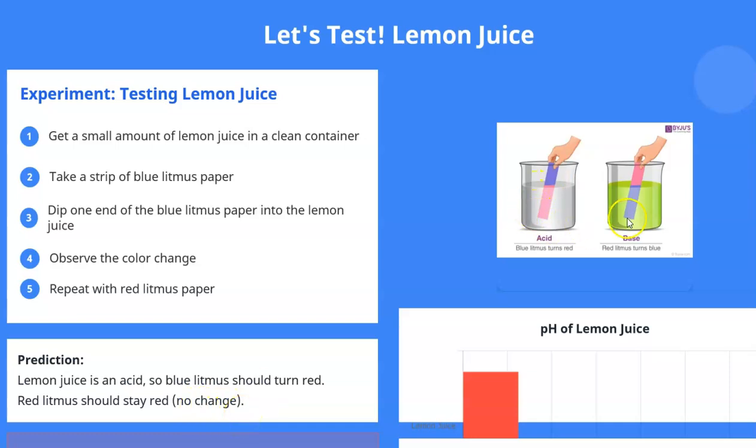So take a look at this image here. Again, the blue litmus paper turns red because lemon juice is acidic. The red litmus paper will just stay red because this is acidic. Another illustration to be corrected. This is a wrong illustration. Okay, let's proceed.